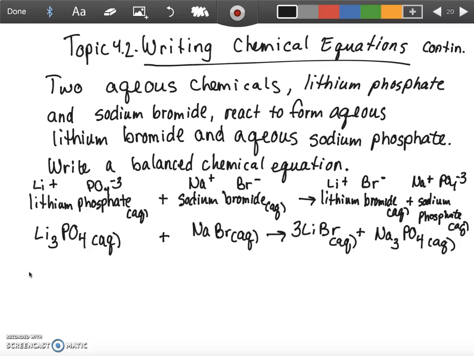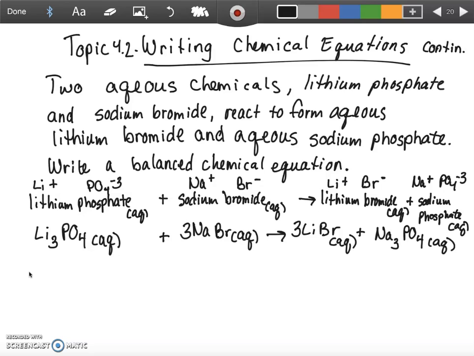Okay, sodiums. I have 1 here and 3 here. Oopsies, those are not balanced. Means I'm going to need to put a 3 out in front here to balance that out. Okay, let's check our bromines next. I've got 3 bromines and 3 bromines, so those check out.